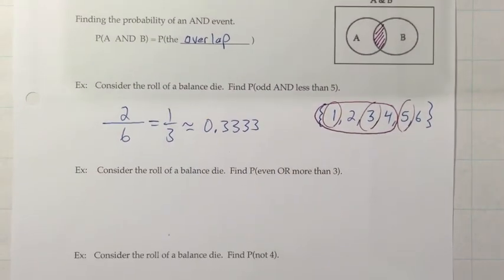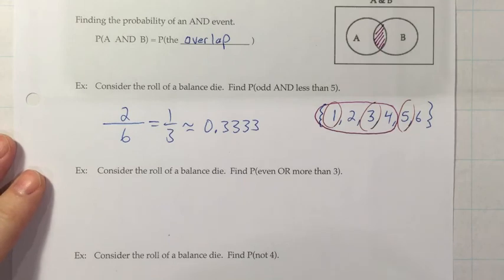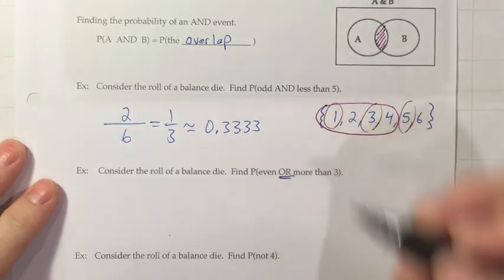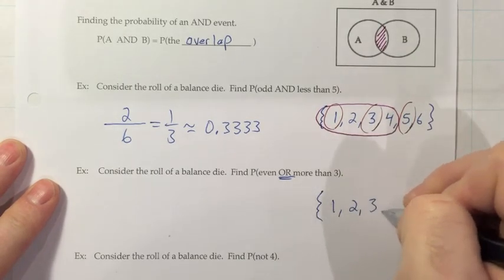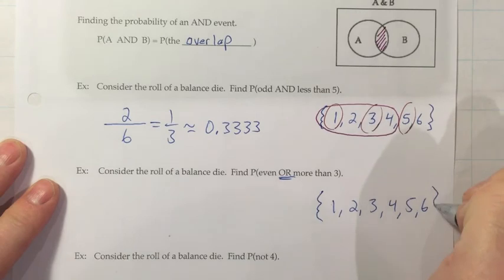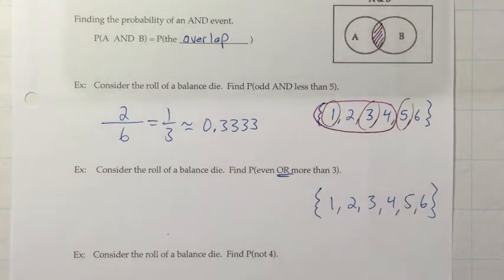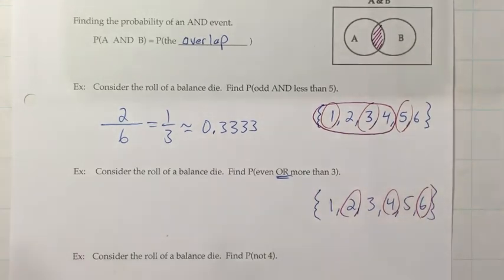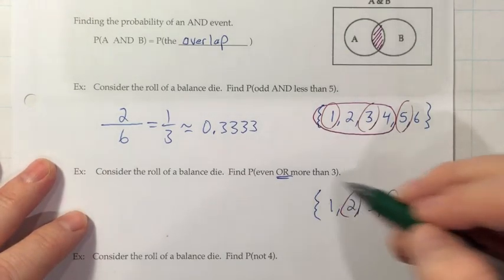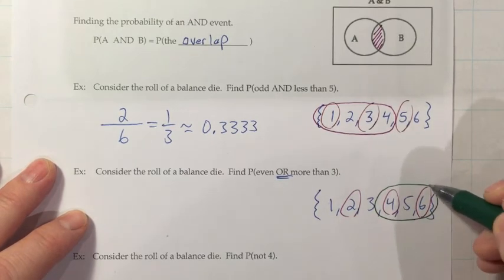Let's try that again, sticking with the idea of the die. So consider that you roll this balanced 6-sided die. What's the probability of getting an even number or more than 3? So first of all, let's list the sample space. 1, 2, 3, 4, 5, 6. Those are the things that can happen when you roll the die. And then let's mark off the events. So even numbers, 2, 4, 6. And then the other one is more than 3. So more than 3 does not include the 3, so that would be 4, 5, 6.